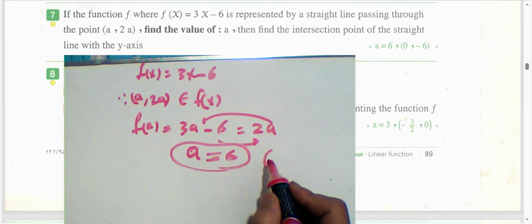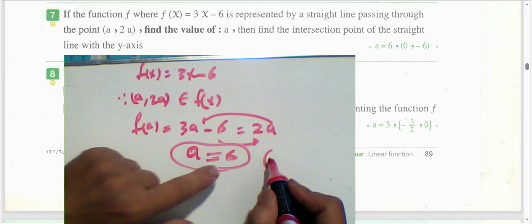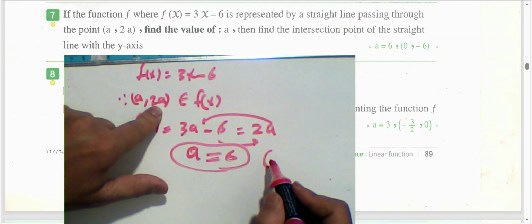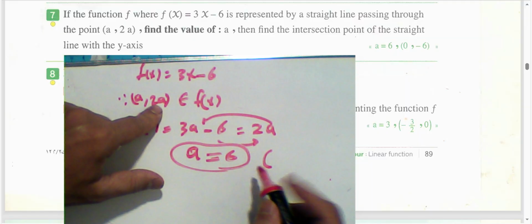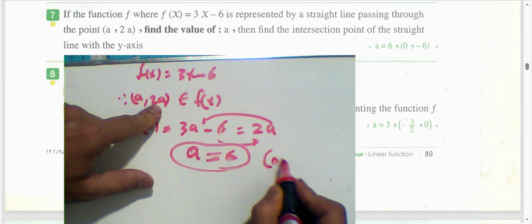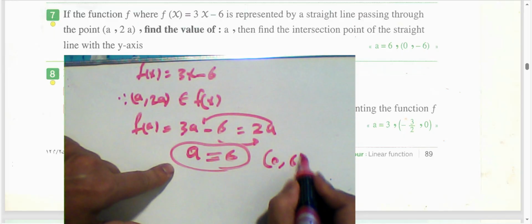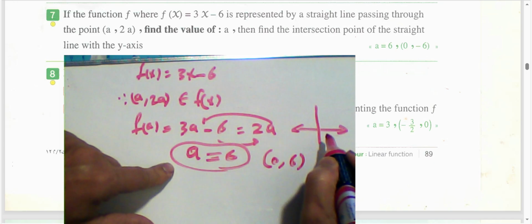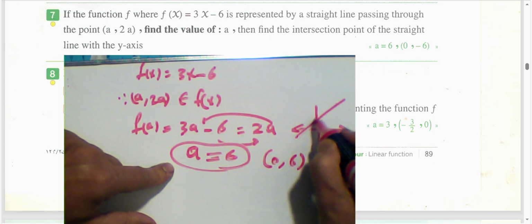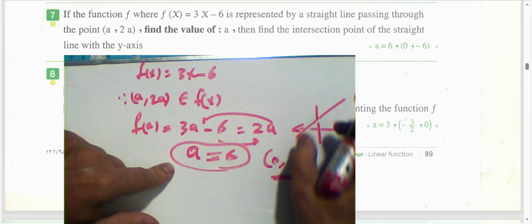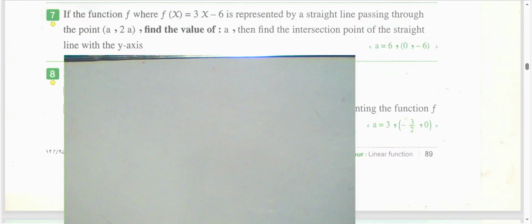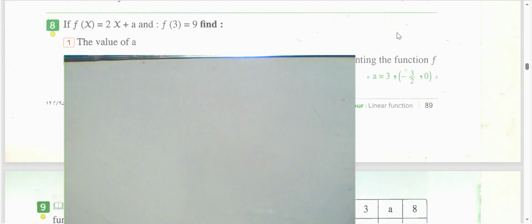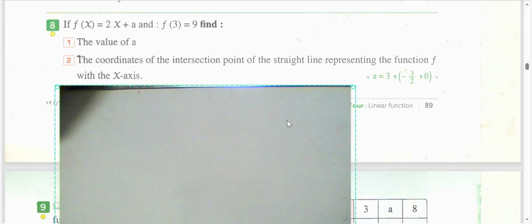Then it will be passing through what? The point. Put here 6 and 2 times 6. The point of intersection with x-axis or y-axis. Y-axis meaning x equals 0. Then we have 0 and 6. The intersection with y-axis like this at 0 and 6. This point will be 0 and 6, intersection with y-axis. It's passing through the point 6 and 12 and also 0 with 6. Section x-axis, y-axis. Find the value of a if he give me this information.